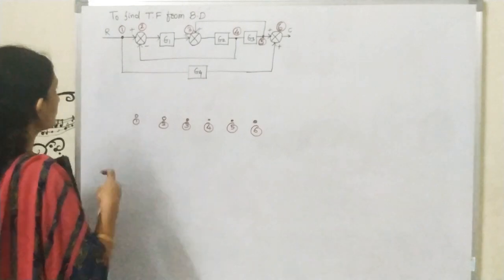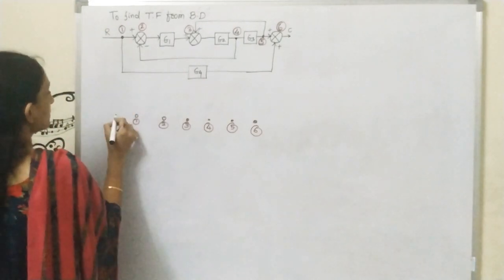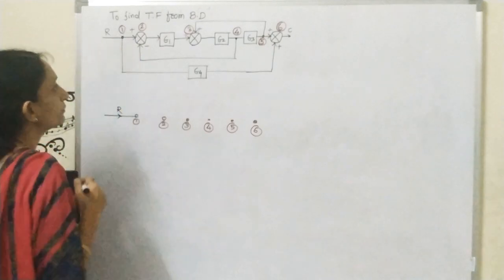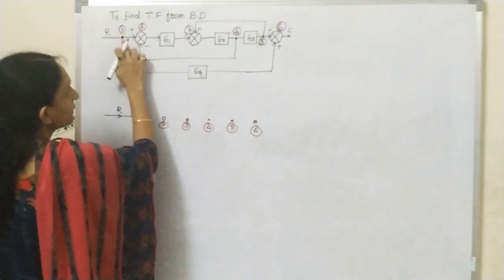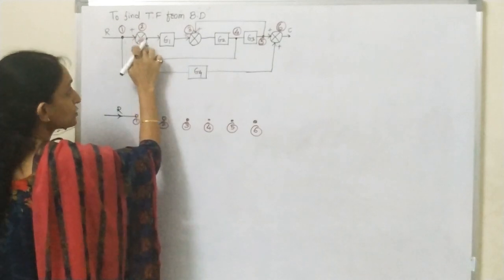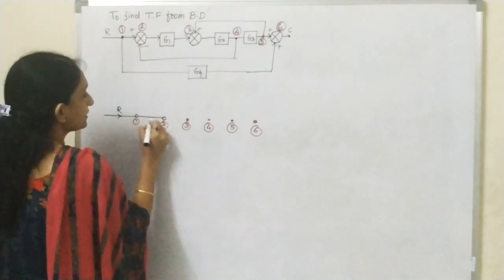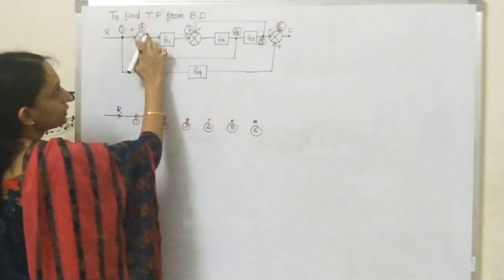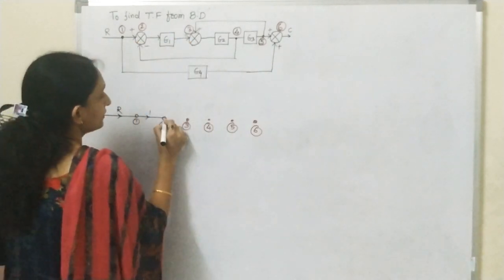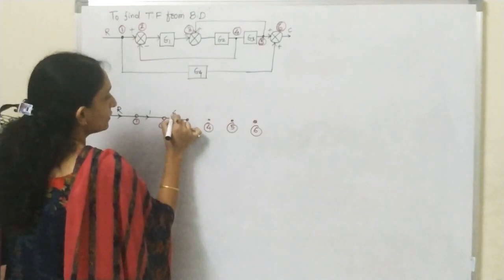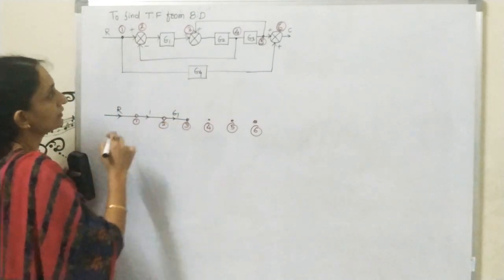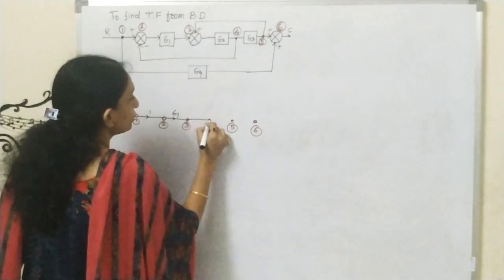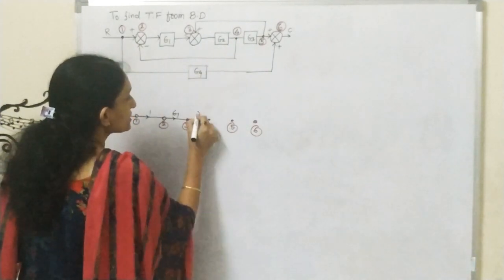See here R is an input signal, that is input and incoming to node number 1. Now see, in between 1 and 2 there is no gain, so I will consider this as a unity gain. Next, from node number 2 to 3 you can check there is a block G1, so I will write G1 here. Then from node number 3 to 4 you can check G2 is there.